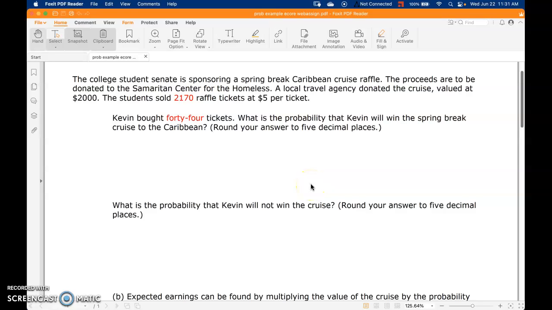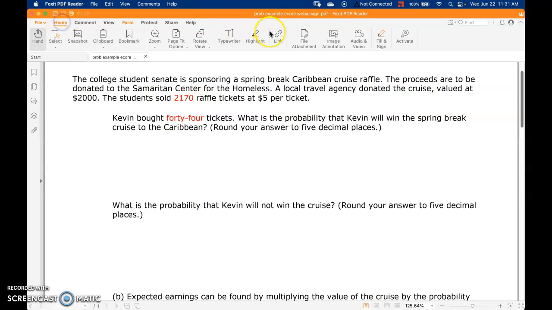Okay, this is a great problem with probability, so I'm going to try to keep it a little short here. Basically, you read the problem. It tells us a few things. It tells us that they're auctioning off a Caribbean cruise raffle, and that a local travel agency donated the cruise, the value of that cruise.